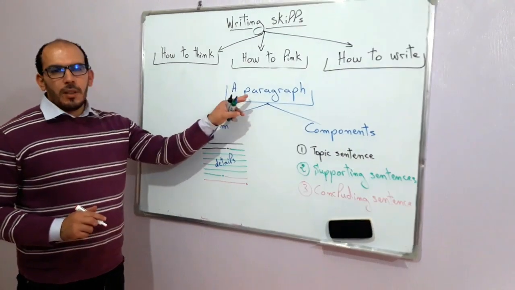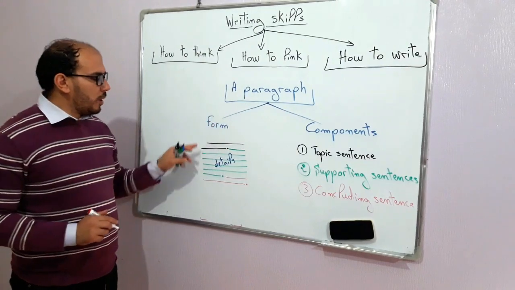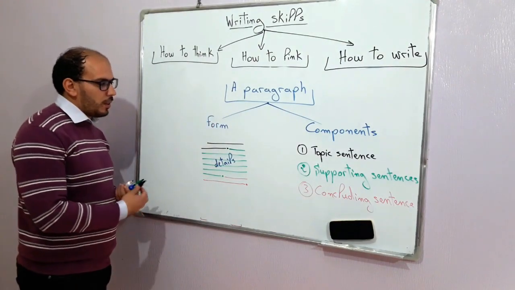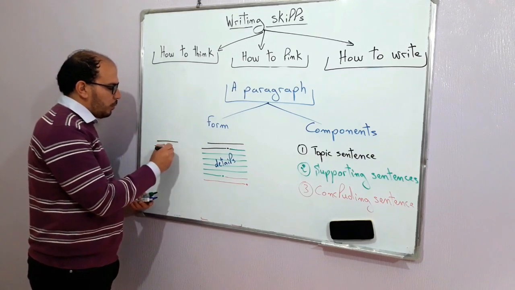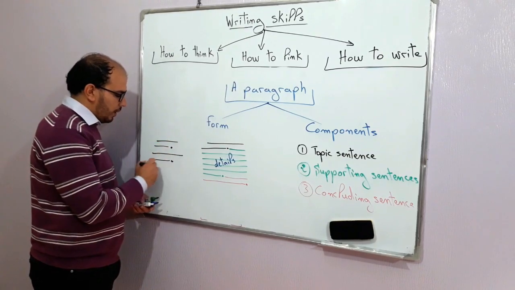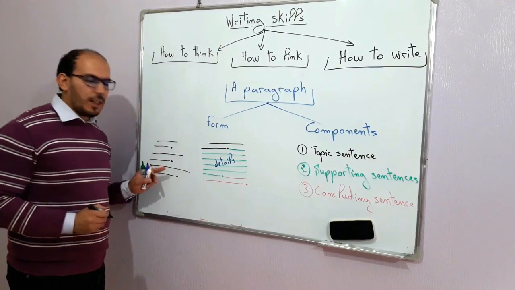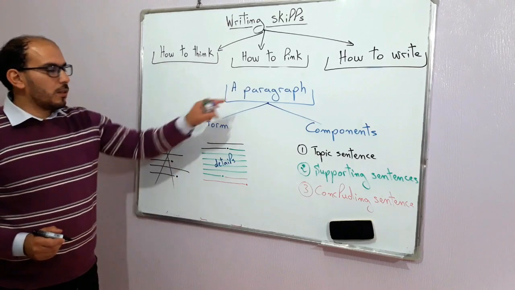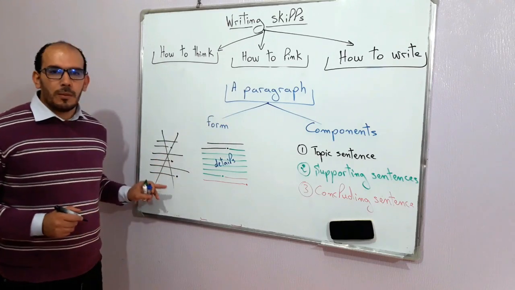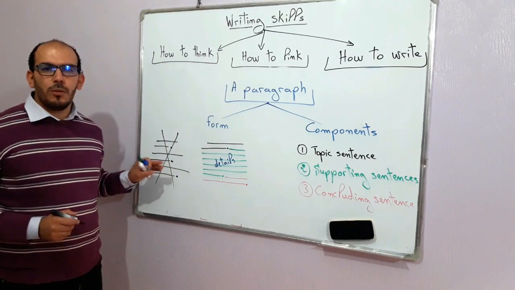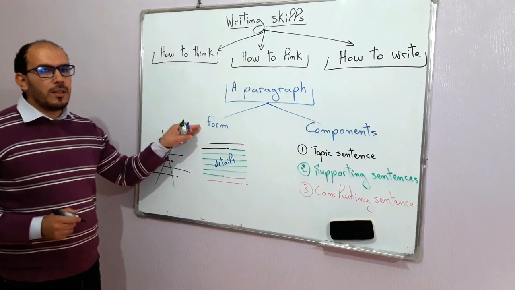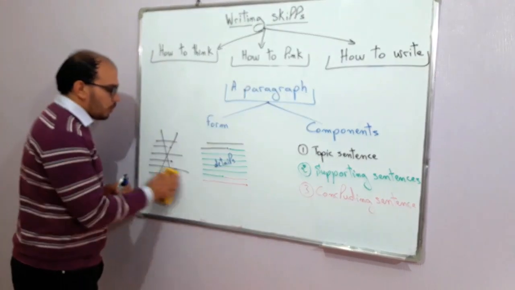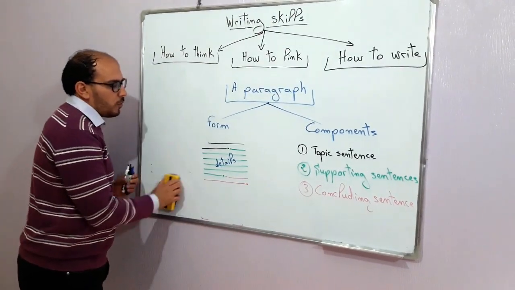So generally speaking, whenever I want to write a paragraph, I have to bear in mind that it has a specific form. So if I write, for example, like this, I put a full stop and I go to another line, and by the end my writing looks like this, then this means that it is off topic. It's not a paragraph. Whatever ideas you may include or mention in your writing, it is not a paragraph. That's why we have to abide by the form of a paragraph.